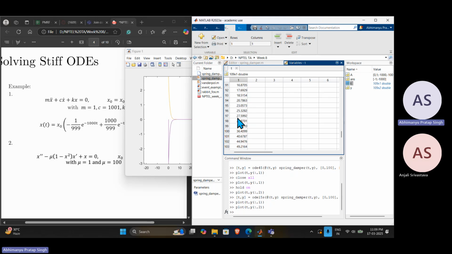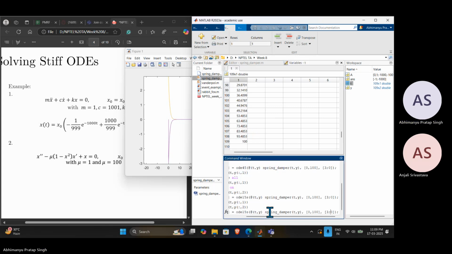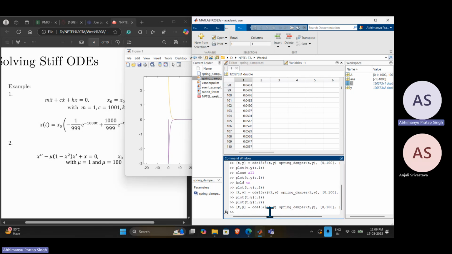So in the later part, once the transients have died out, it's only the steady state. So the time stepping is like 2 seconds, 4 seconds. Eventually it is like 5 seconds, 10 seconds, 10 seconds, 10 seconds, right? On the other hand, let me do the same thing using ODE45.